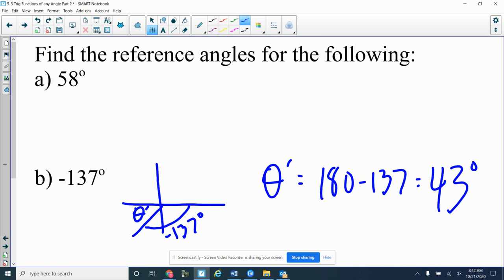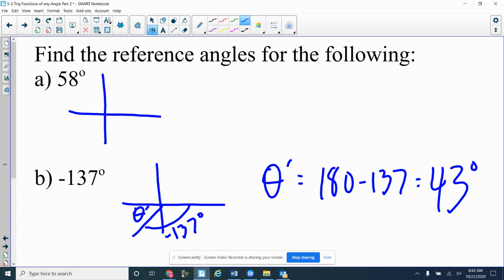Why is it not negative? By definition, a reference angle is the acute angle created with the x-axis. An acute angle is between 0 and 90. So it's all definition. Is there ever an instance where it would be negative? No. Again, the definition of it is an acute angle, therefore a reference angle will always be positive. Always, always, always.